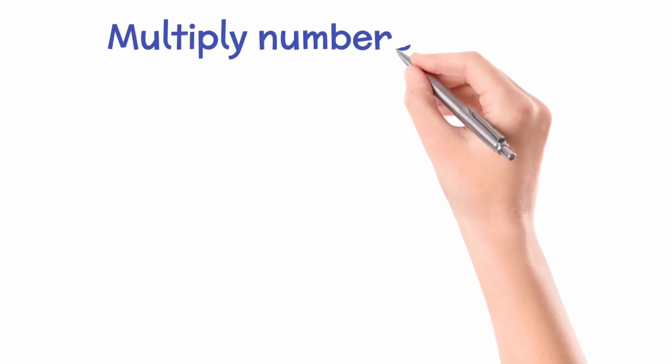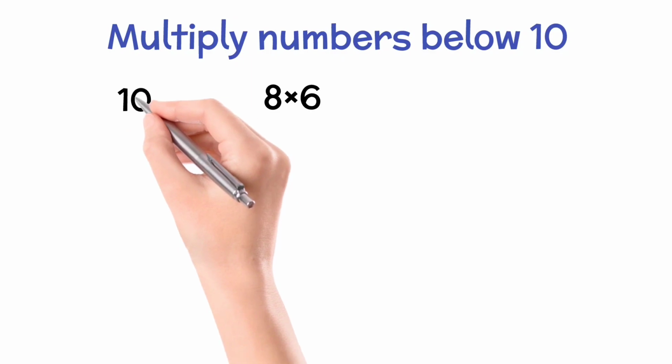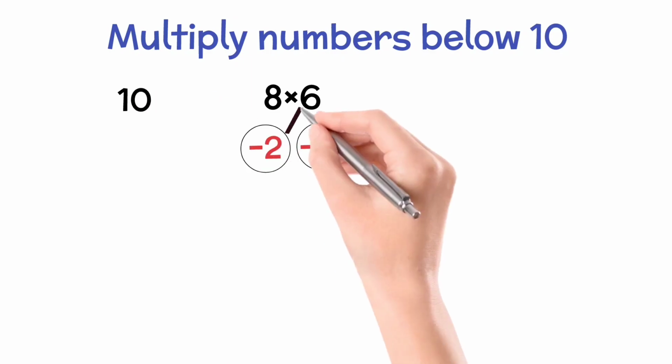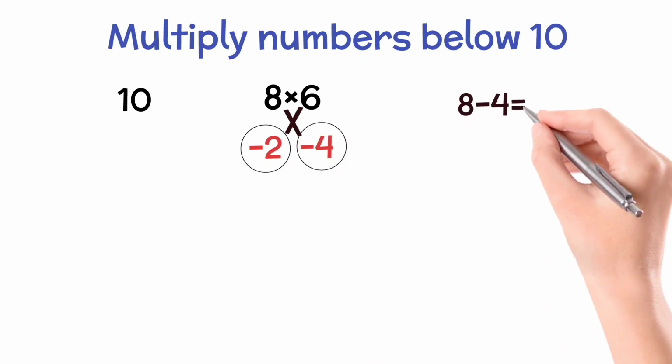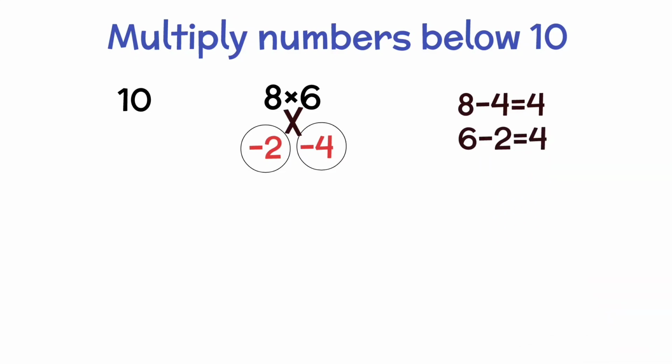Multiply numbers below 10. Take an example, 8 into 6. By subtracting 2 from 10 we get 8. By subtracting 4 from 10 we get 6. Subtract the numbers diagonally, then we get 8 minus 4 is 4, and 6 minus 2 is 4. So the difference is the same.